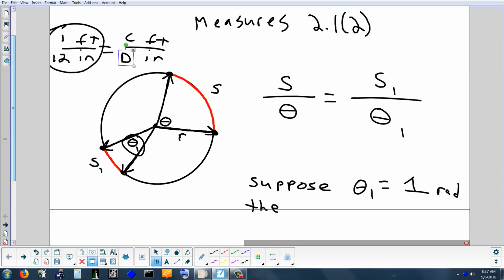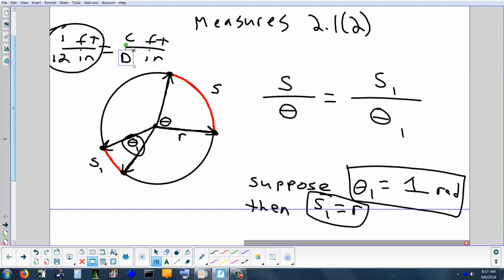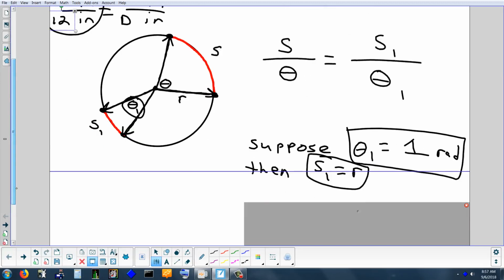then the arc is automatically the same size as the radius. So now we're going to substitute in those two things, just like I substituted in 1 foot there's 12 inches. So we'll substitute in and see what we get. S and theta, you're going to leave those alone. We're not changing anything with S or theta. We're just going to change S1 and theta 1, those on the right-hand side.